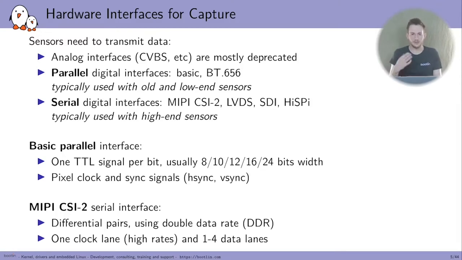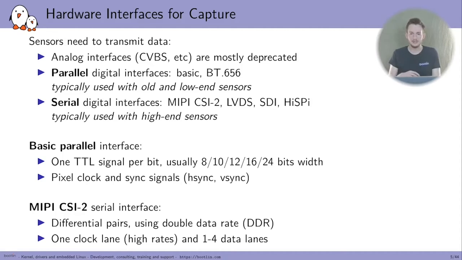If we take a look at a basic example for parallel, the way that it works is that we have typically one TTL signal for each data bit that needs to be transmitted. So we'll find 8, 10, 12, 16, 24 bits bus width. And we will find some signals aside of that, like the pixel clock, which is the frequency for the transmission of the information, and some synchronization signals as well, H-sync and V-sync, to synchronize the beginning of a new line and the beginning of a new frame.